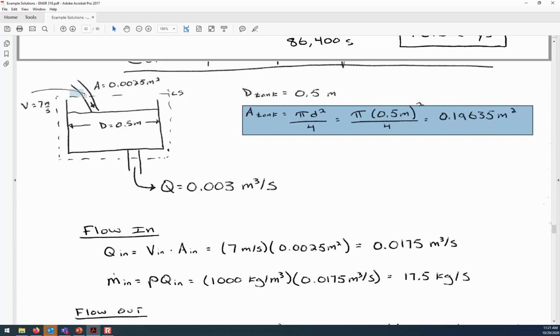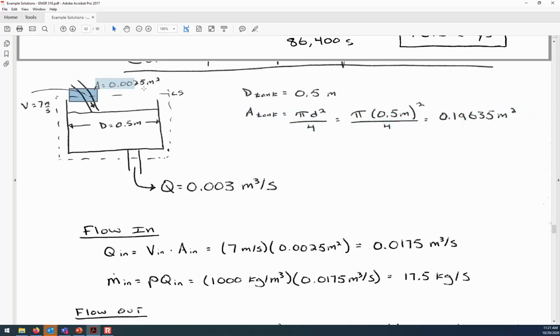We have the velocity of the jet that's coming in and the cross-sectional area of it. So for the flow-in calculations, we can know on a volumetric flow rate how much is coming in. You can see 0.0175 cubic meters per second, which is the result of multiplying 7 meters per second by the cross-sectional area. Then to know the mass flow rate in, simply multiply the density by that. So it's 17.5 kilograms per second is the mass flow rate that's coming in.